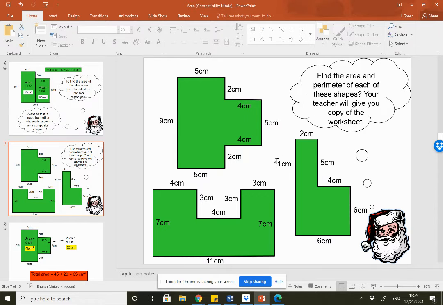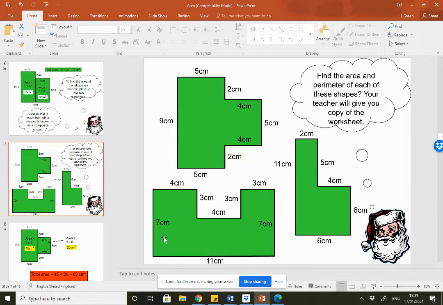Same with this one here. Looks a bit like a B for Braden. You could split it here to have a 5 by 2, or you could have a long one down here. Doesn't matter at all. I don't know why, but I'd split it there. So you've got a square here, which is 6 by 6, and then you've got a 2 by 5 here. So you work out the area of this part, you work out the area of this part, and you add them together.